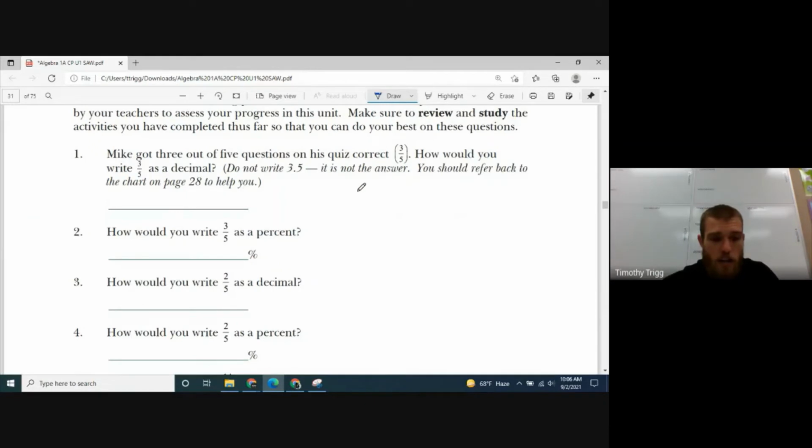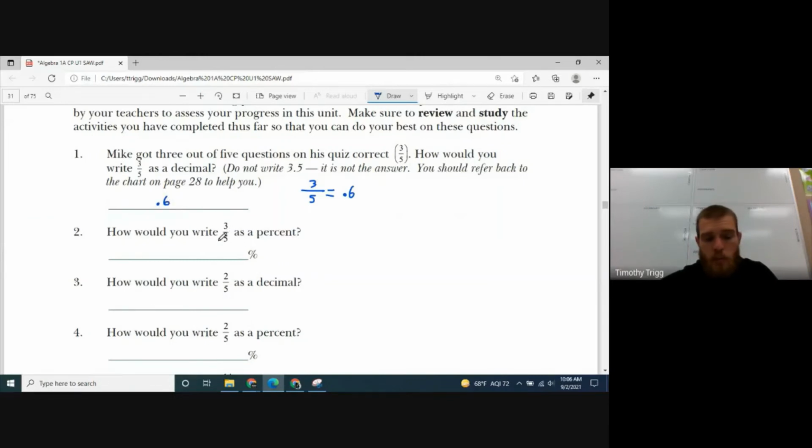To write a fraction as a decimal, it's actually pretty easy. All you need to do is divide. So it's 3 divided by 5. And you could always do that with your calculator. 3 divided by 5, and you should get 0.6. So as a decimal, it's 0.6.